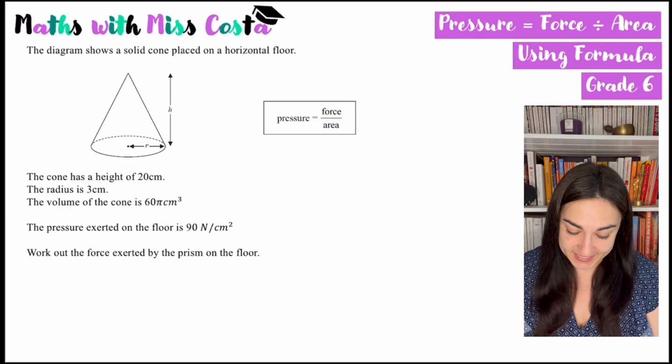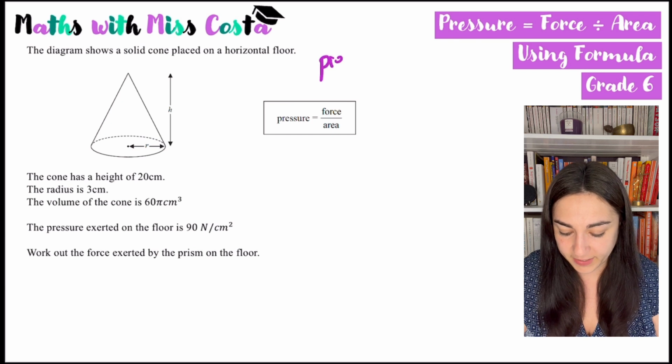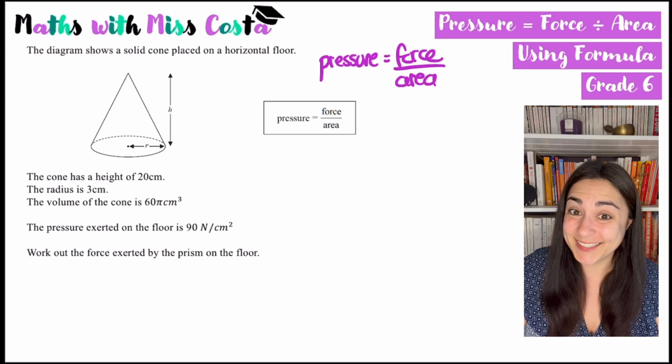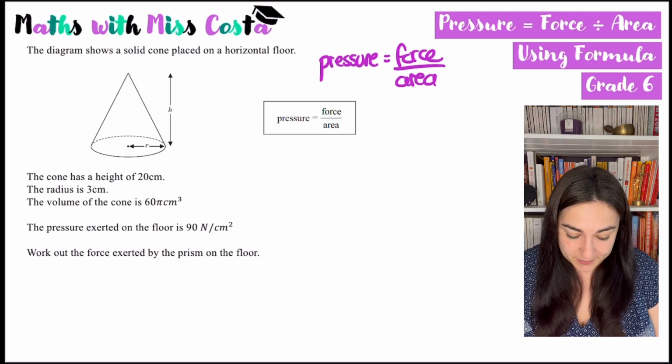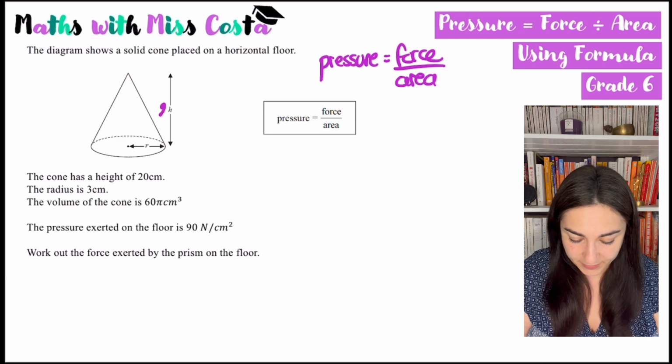Okay, so next I'm dealing with a pressure question. So pressure is force over area. In this question, they've given it to you. Sometimes they give it to you, sometimes they don't, so it's good to know them just in case. So I'm told that the cone has a height of 20 centimetres and a radius of 3. So that's 20 and that's 3.